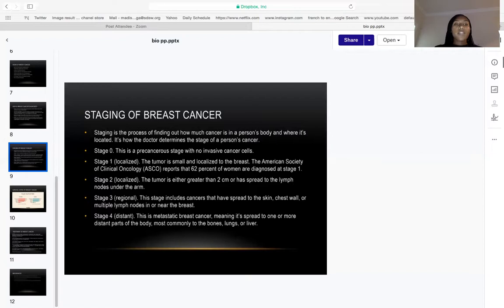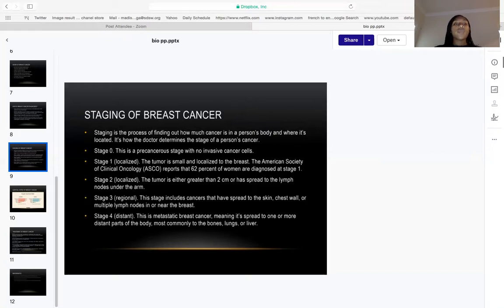Staging of breast cancer. Staging is the process of finding out how much cancer is in a person's body and where it's located. It's how the doctor determines the stage of a person's cancer. Stage 0. This is a precancerous stage with no invasive cancer cells. Stage 1. The tumor is small and localized to the breast. The American Society of Clinical Oncology reports that 62% of women are diagnosed at stage 1.